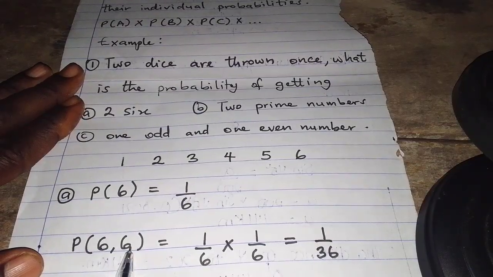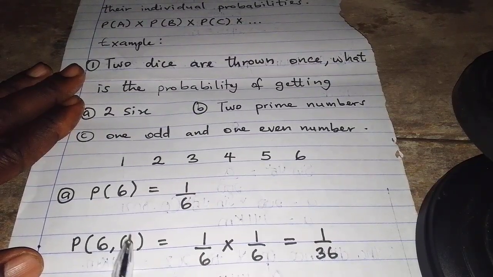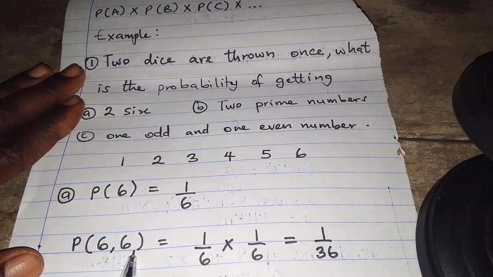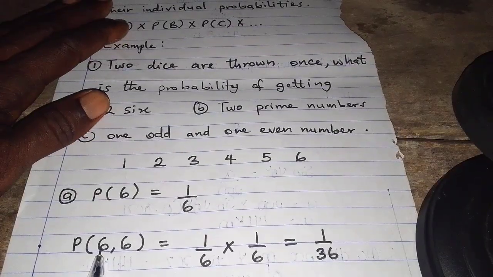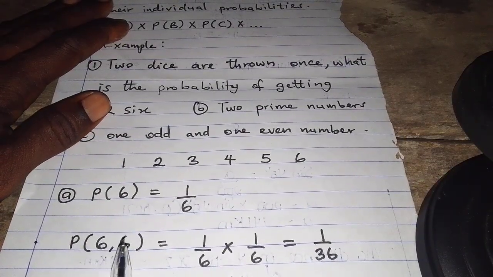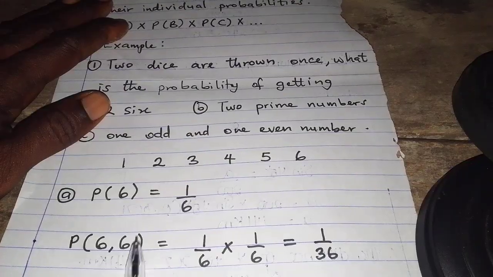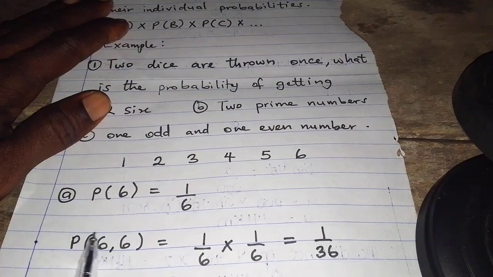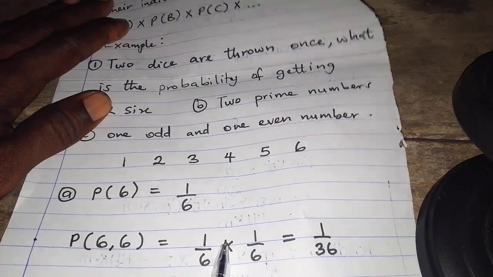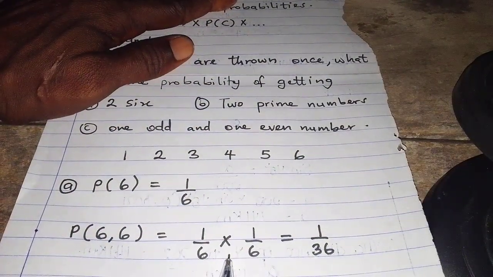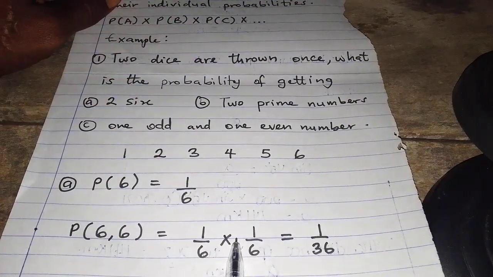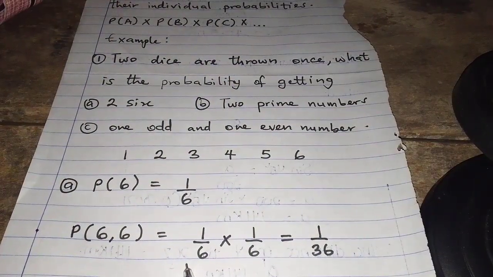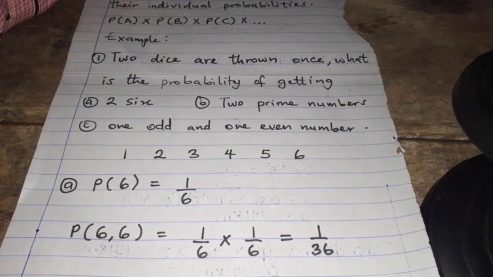You can see that this type of event will happen simultaneously. The probability of the first one being 6 is 1 over 6, and the probability of the second one being 6 is 1 over 6. To get both of them to be 6, you multiply their probabilities. So 1 over 6 times 1 over 6 gives you 1 over 36.